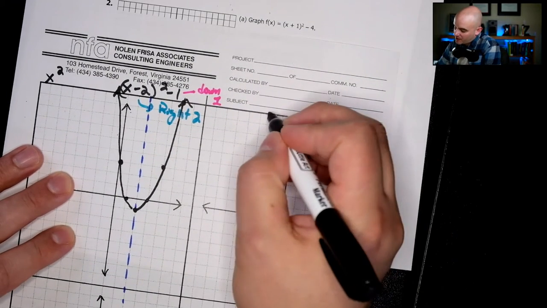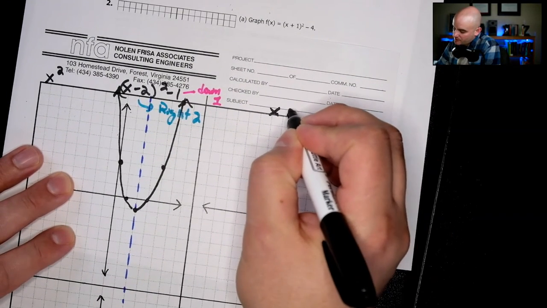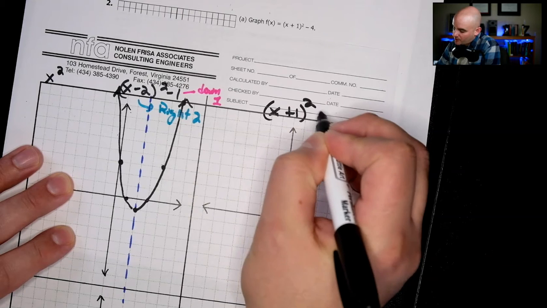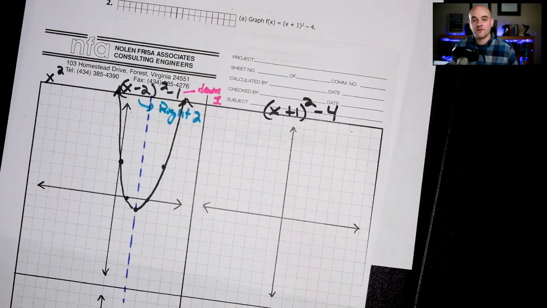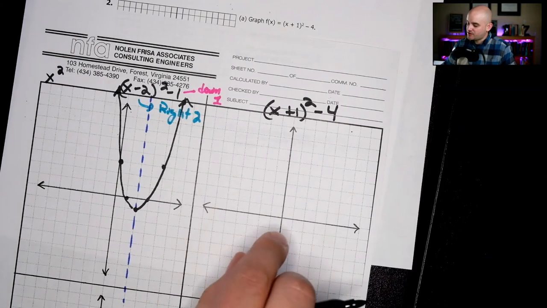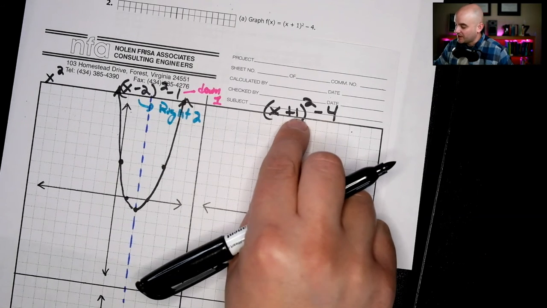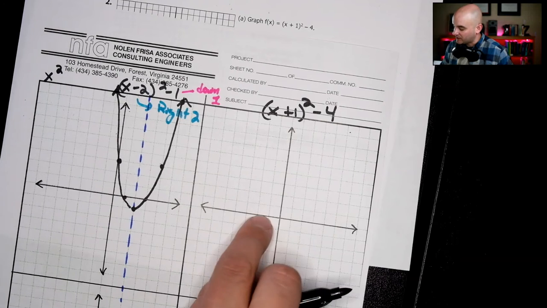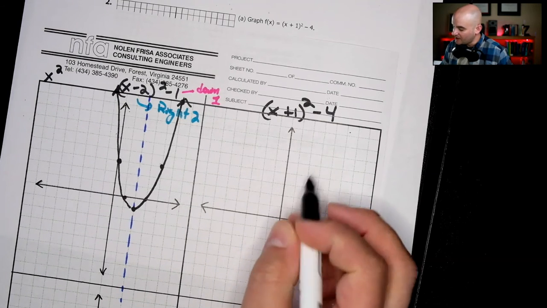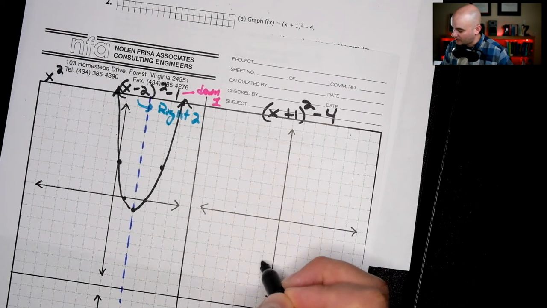So we're going to graph (x + 1)² − 4. Once again, our parent function is x² here, and so we want to use our transformations to easily graph this. The plus 1 tells me to shift it to the left 1, and then the minus 4 tells me to shift it down 4.